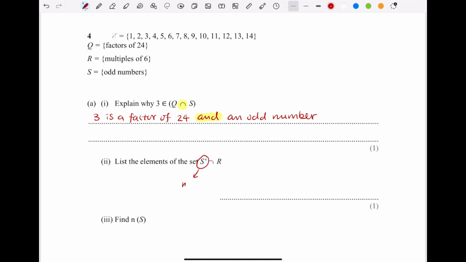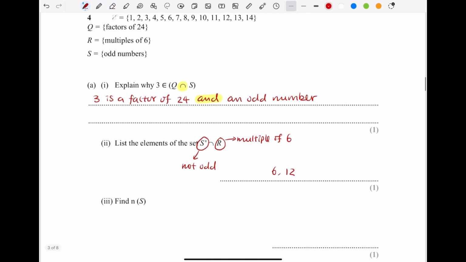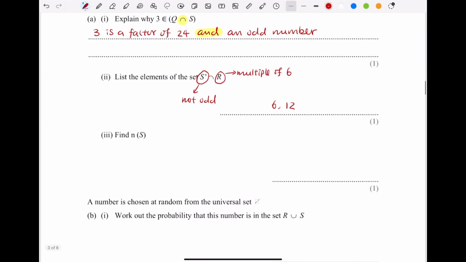S dash means it's not odd. R is the multiples of 6. We want to write down the elements of the set that is not S, but also a multiple of 6. So what we have here is 6 and 12. Now, n(S) means the number of elements in S. Now, we know 1, 3, 5, 7, 9, 11, 13 are odd numbers. So n(S) is going to be 7.